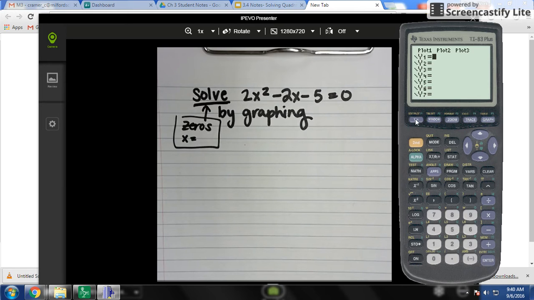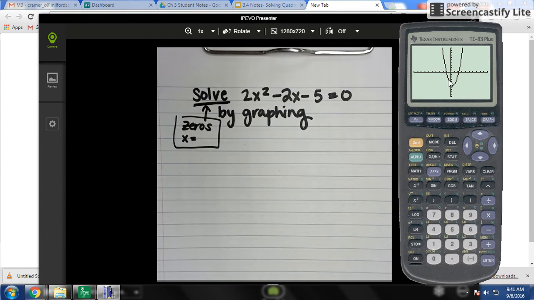Now we want to go to y equals to graph this. What we're going to do is type in this side of the equation for y equals, because we want to find out what would make y, or the output of the function, 0. So we want to type in 2x squared. When you type in x, make sure you use this button here, which is the variable x, not this button down here, which is the letter x. Minus 2x minus 5. And if we hit graph, that will graph it for us.